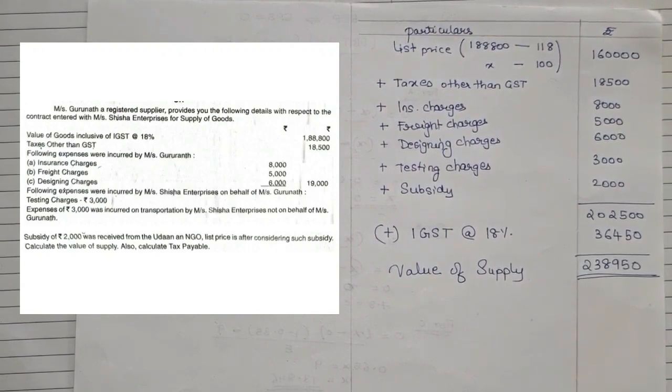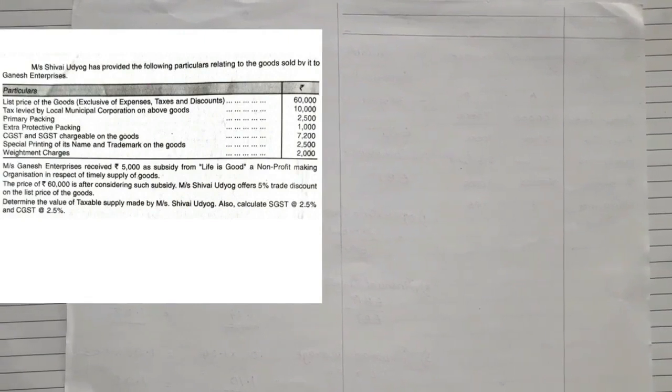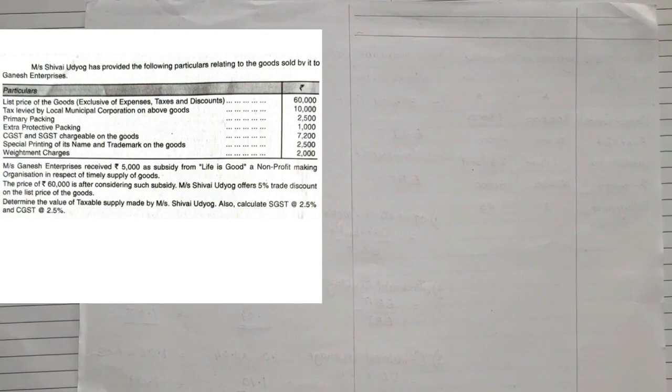Now we will be picking up the second sum, again based on value of supply, with a bit of a twist in it. Okay, so let us see the second variation, how to solve that particular sum. The second question reads as Shivai Udyog has provided the following particulars relating to the goods sold by it to Ganesh Enterprise. Again, sold by it. Whenever you have this contract with another party, it's always based on value of supply. They are giving you list price of the goods exclusive of expense, taxes and discount, 60,000. Now this sum is exclusive of tax. The previous sum was inclusive. So these are the two variations.